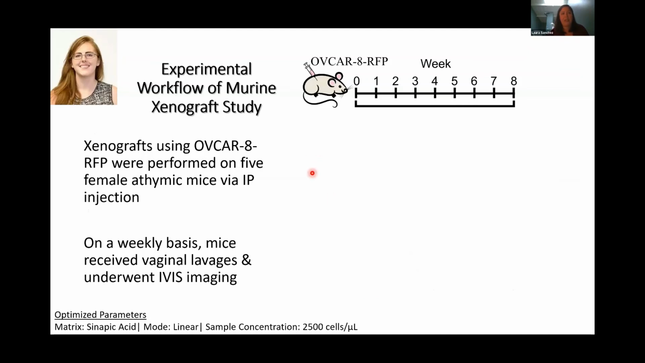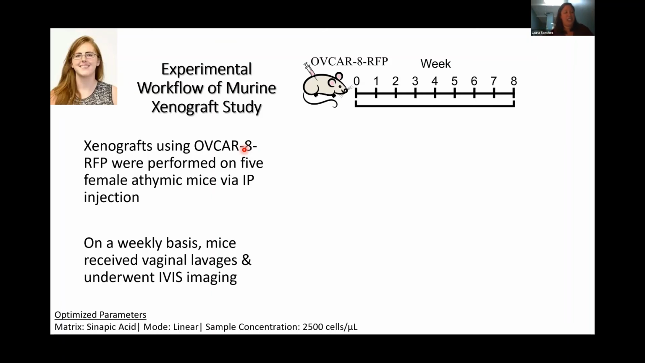So we moved forward with a mouse model study. This was done by Melissa Gailey in my lab with the help of Ali Young in Joanna's lab. And what we did was we took 5 mice, injected them with OVCAR 8 RFP, monitored them for 8 weeks, and we took a vaginal lavage, which is like a murine pap smear.